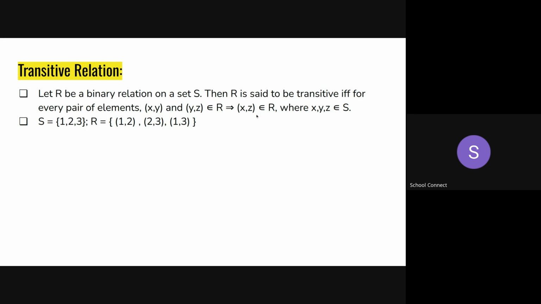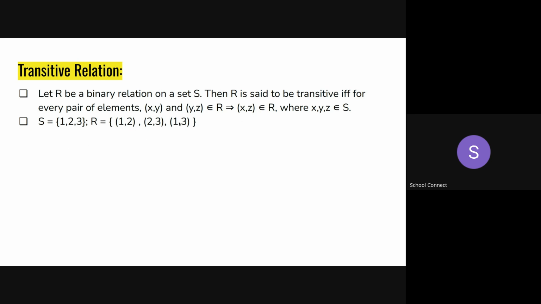Only then you check for x comma z, which is 1 comma 3 in this case, and that is also present. So therefore, with respect to 1 comma 2, this particular relation is transitive. Then when you move to 2 comma 3, you need some other element which starts with 3 to check for transitivity. But there are no elements which start with 3. Therefore, with respect to 2 comma 3 also, this is transitive.